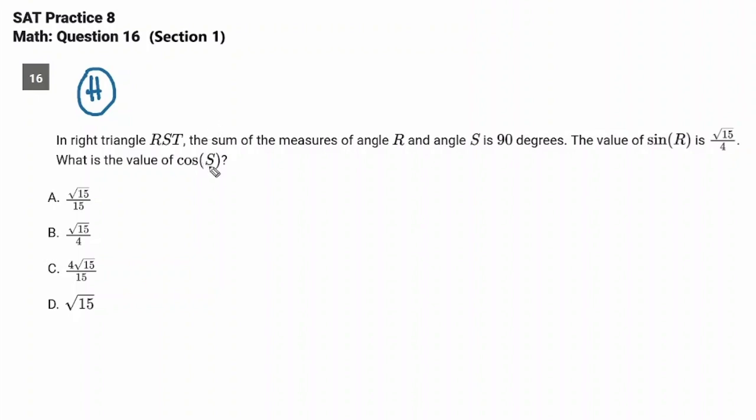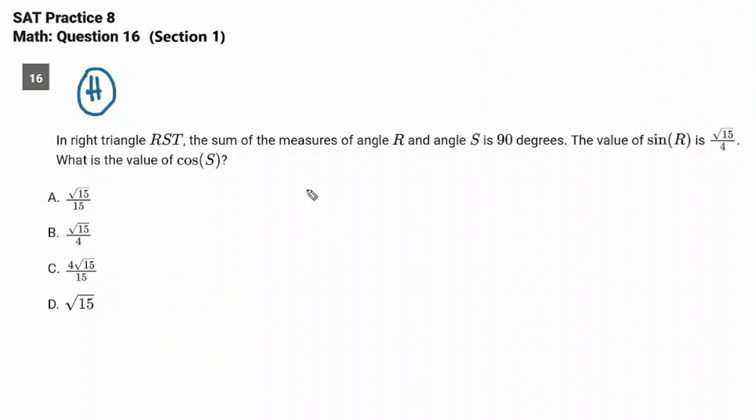In right triangle RST, the sum of the measures of angle R and angle S is 90 degrees. The value of sine R is root 15 over 4. What's the value of cosine S? Alright, where is this figure? It's not here, so you got to draw it.